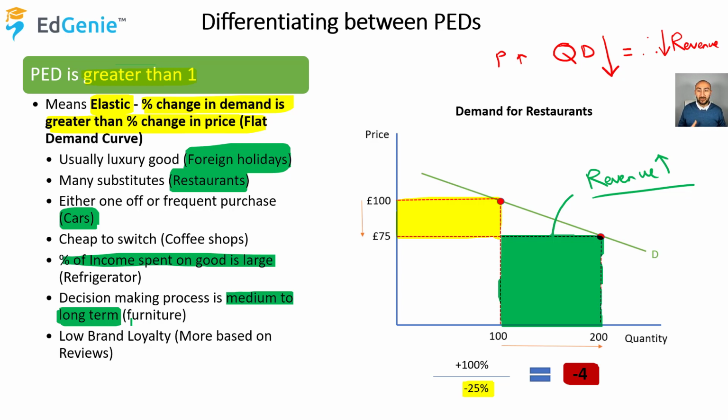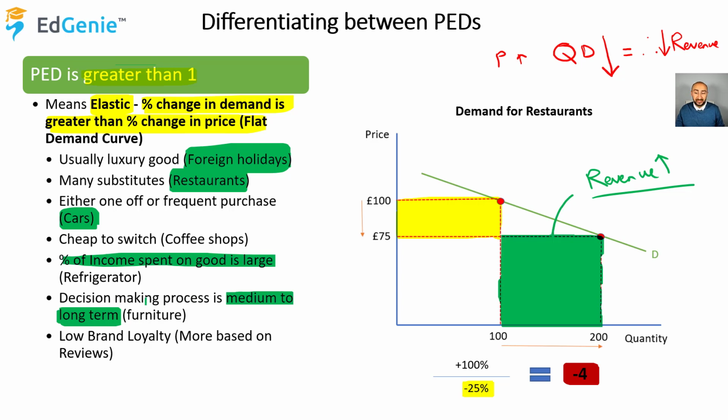And you'll be more sensitive to changes in price if the decision is more important to you, in the form of a car or a white good in the house, or furniture, or even a holiday. These are very important decisions. Okay.